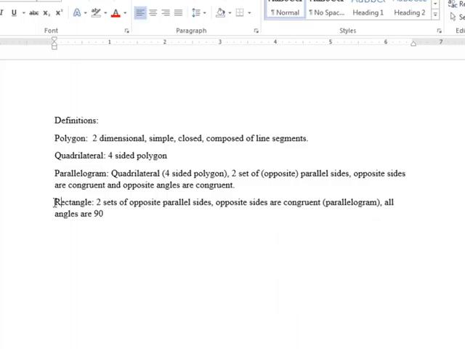We have a rectangle, the definition of rectangle: 2 sets of opposite parallel sides. Opposite sides are congruent, or you could say it's a parallelogram and all angles measure 90 degrees.